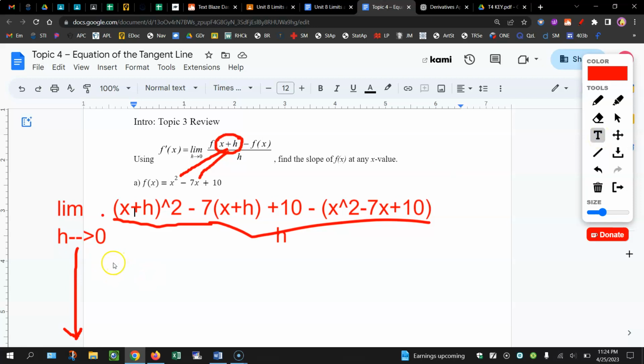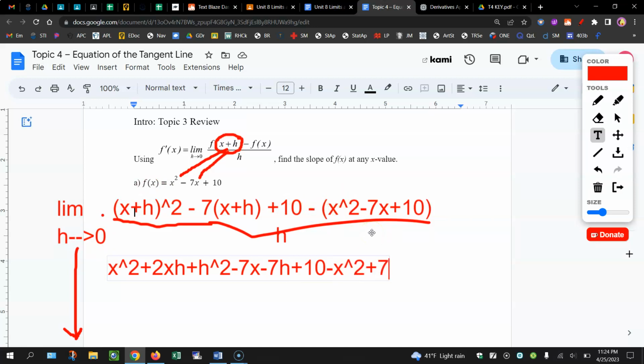As we saw last time, with this x plus h squared, it's going to turn into x squared plus 2hx or 2xh. It doesn't matter which way you write it, plus h squared. Distribute that negative 7: minus 7x minus 7h plus 10. And then you're going to distribute this negative here to all three of these terms. So minus x squared plus 7x minus 10. This is still being divided by h. So we still want to plug in h is 0. We still cannot do that.